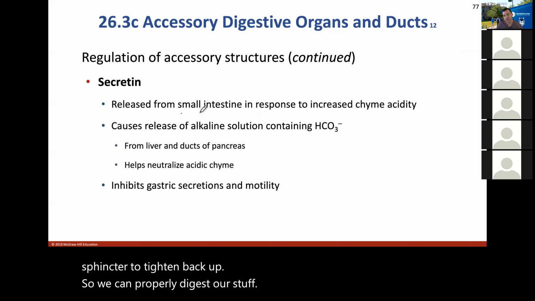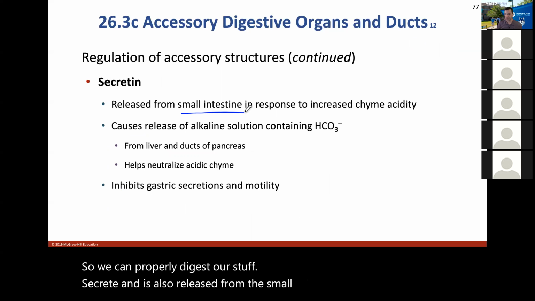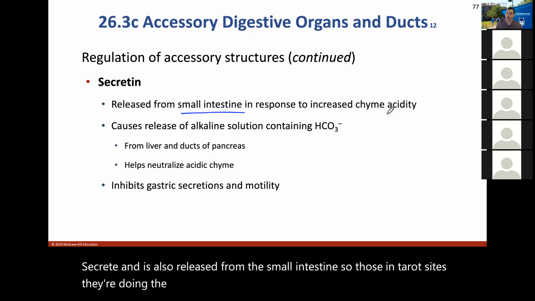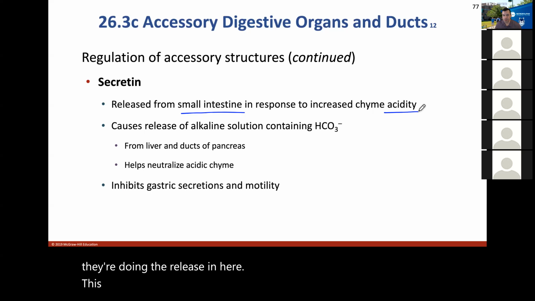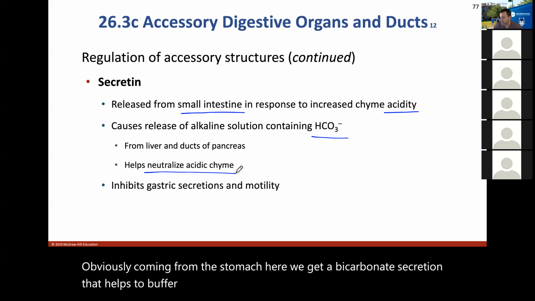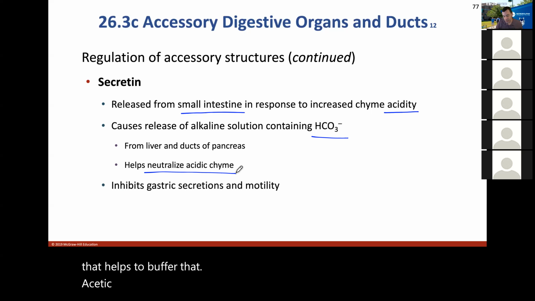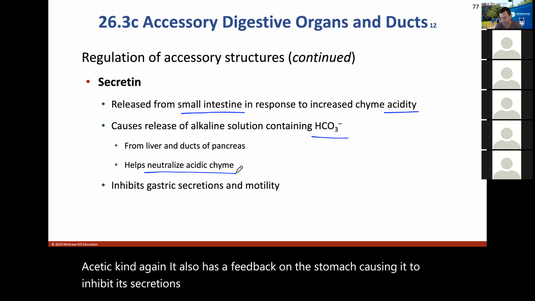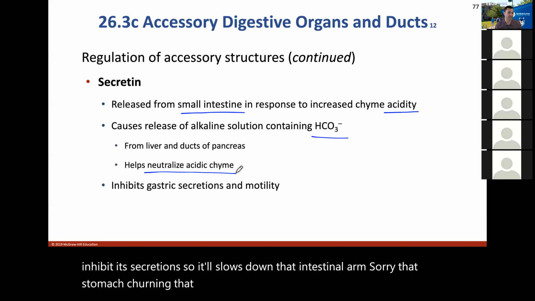Secretin is also released from the small intestine. So those enterocytes are doing the releasing here. This is generally stimulated by an increase in acidity of content, obviously coming from the stomach. We get a bicarbonate secretion that helps to buffer that acidic chyme. It also has a feedback on the stomach, causing it to inhibit its secretions, so it slows down that stomach churning. Tightens up that sphincter. Okay.